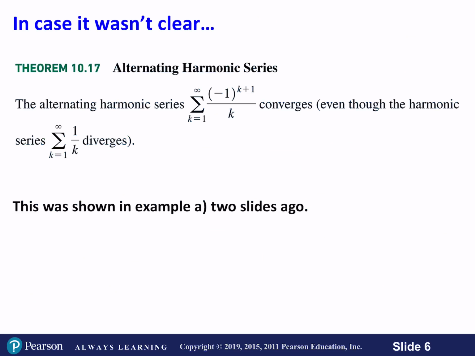In case it wasn't clear, there's a specific theorem in this book that illustrates that the alternating harmonic series converges, even though the harmonic series diverges. And that was shown in example A 2 slides ago. And we also know that the alternating harmonic series can look like this, where instead of a k plus 1, we just have a k. That also converges.